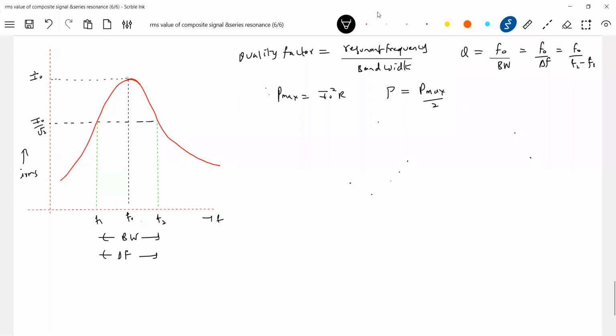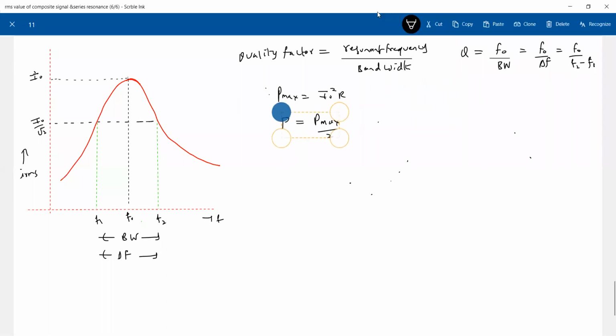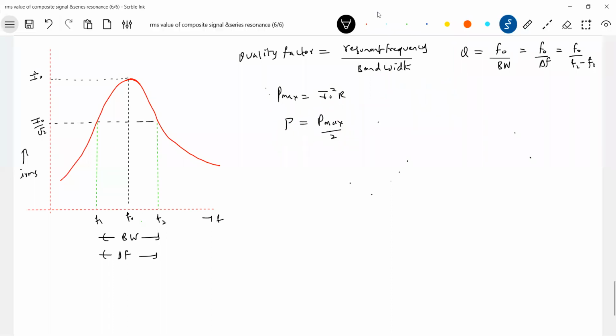This will become, I'll shift it down. Now this should be equal to I square R. So I is equal to I naught by root 2. Got it now? So after plotting this graph, I locate the maximum current. I know the I naught value. I know the resonant frequencies. Got it now?